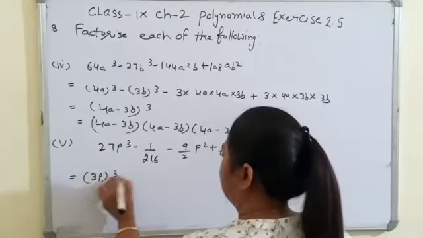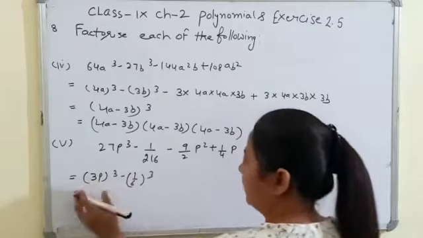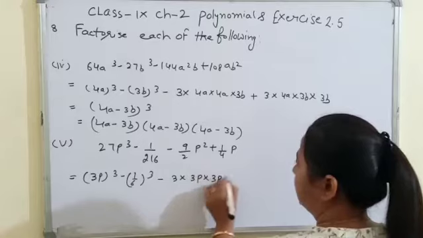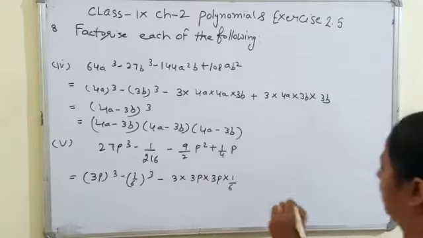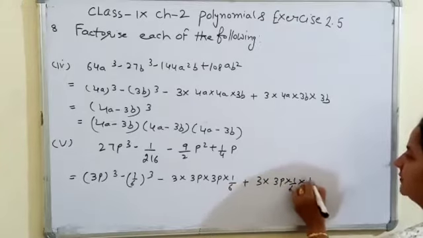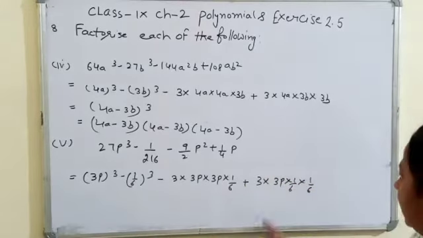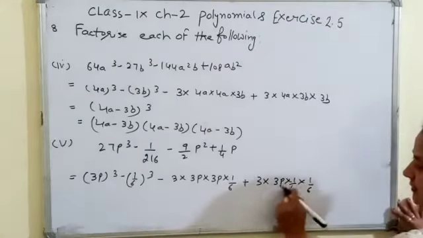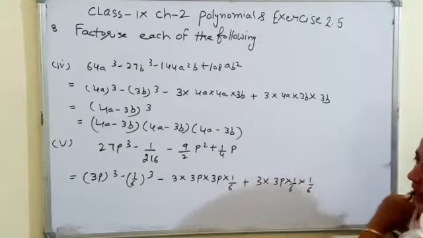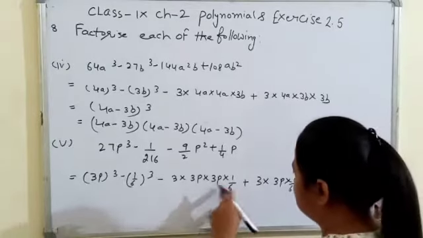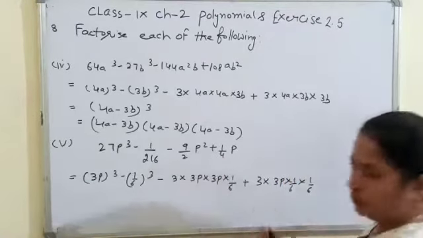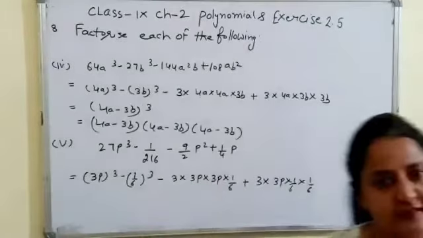3p minus 1 by 6, whole cube: a cube minus b cube minus 3a square b plus 3ab square. Let's check it. For the last term, when we divide 3 by 2 by 3 by 2, it is 1 by 4p. Yeah, it is right. And for the second last, you can check here, 3 by 2 is 9 by 2. It is absolutely right. It means our factorization is correct.